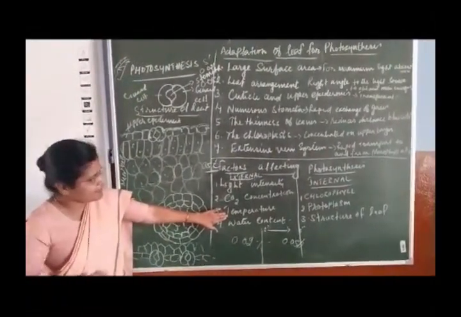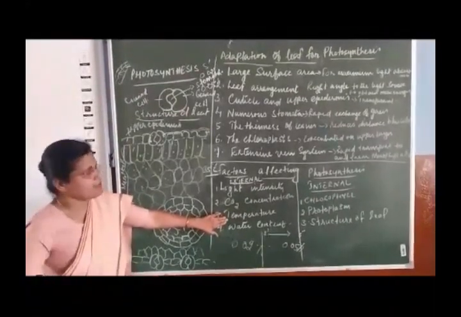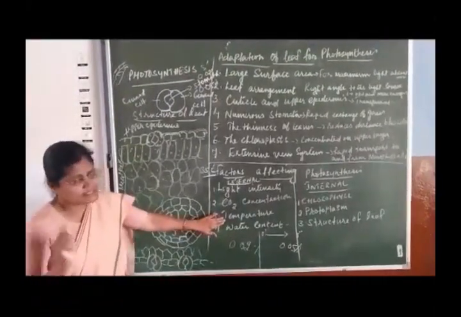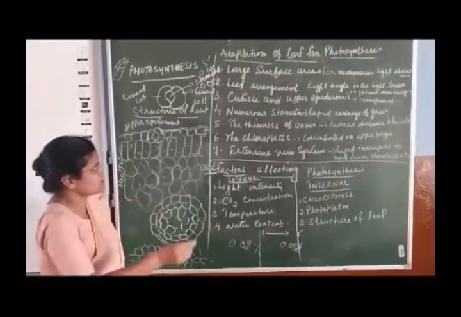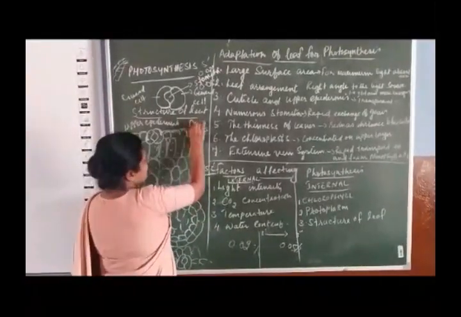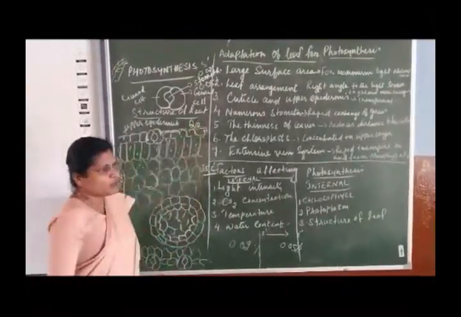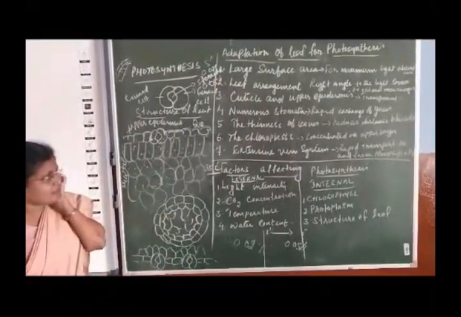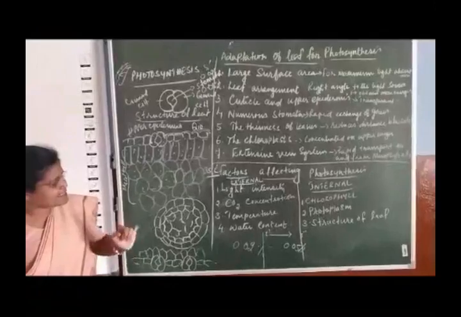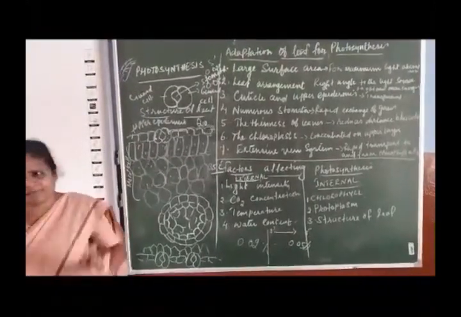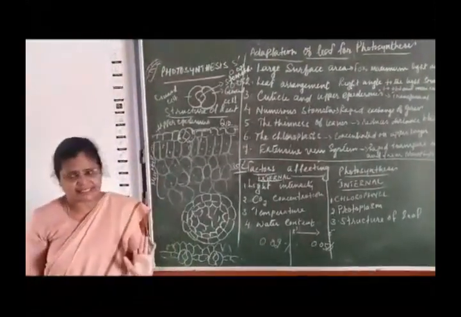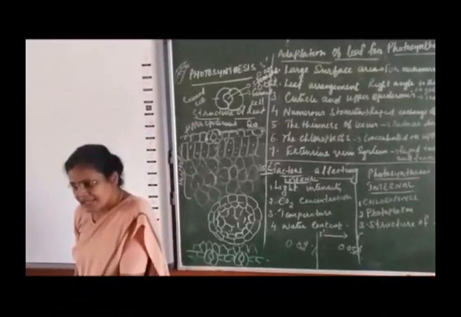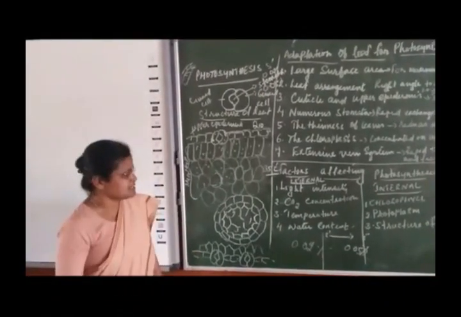And at every 10 degrees it doubles, which is called Q10 law. Remember children, they'll ask you in the examination what is Q10 law. Q10 law, Q is quantum, that is unit energy. So at every 10 degrees Celsius, the rate of photosynthesis doubles. If it is 50% at 20 degrees Celsius, it becomes 100% at 30 degrees Celsius.